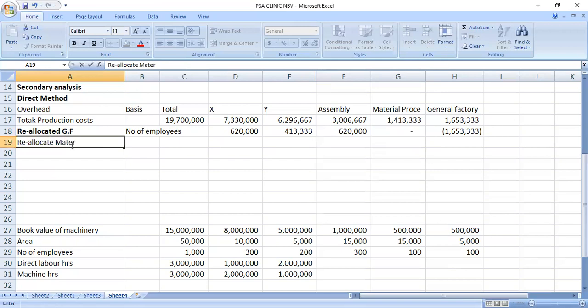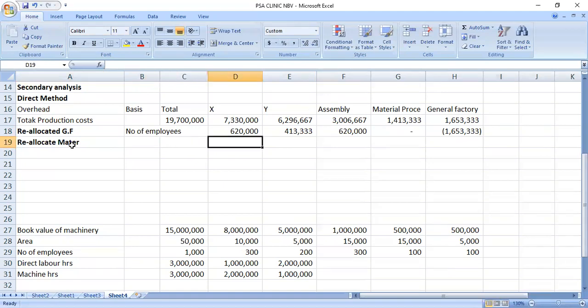Reallocate material procurement. Okay, still here, you are supposed to determine the basis before you allocate. Allocating that, it comes here as a negative. Then you say, what's the basis we should use for material procurement? I don't know, which one do you think it should use? Material. It feels like area. Kindly confirm. Personally, I think it's area because of the occupancy. So I think area is the best option here.